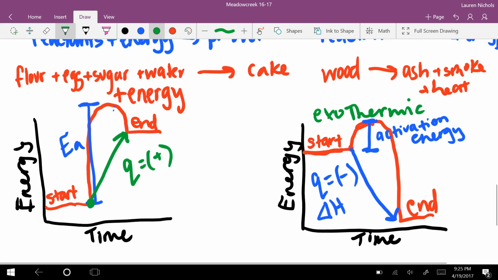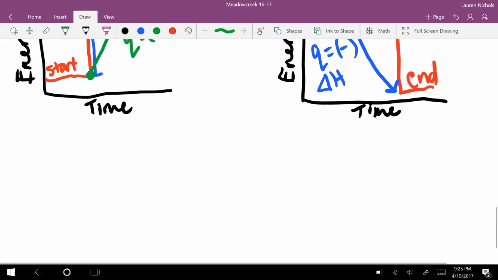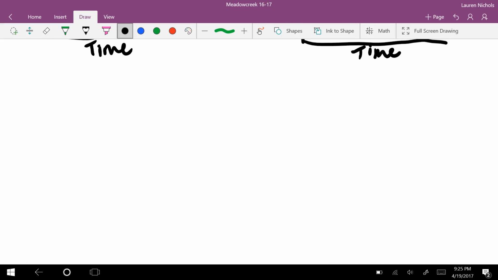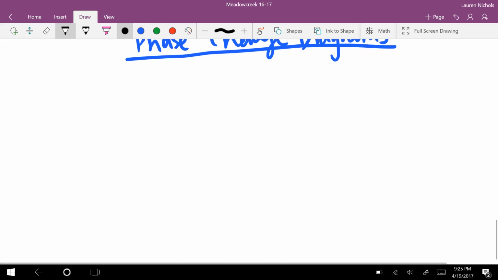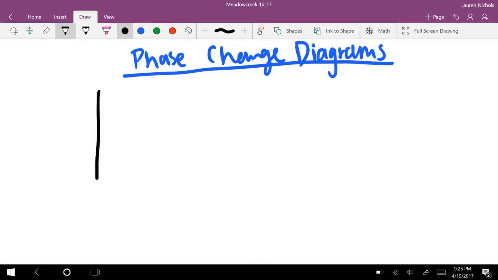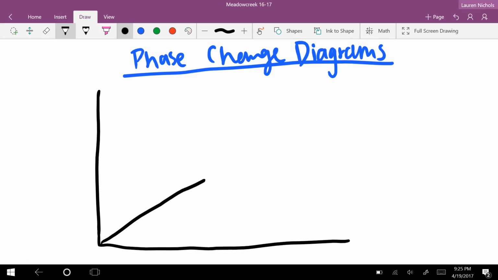So then let's look at phase change diagrams. Okay, so we have a phase change diagram. I'm trying to do this quickly so you don't have to watch a crazy long video. But with phase change diagrams, they look like this. They kind of have a weirdly shaped Y.